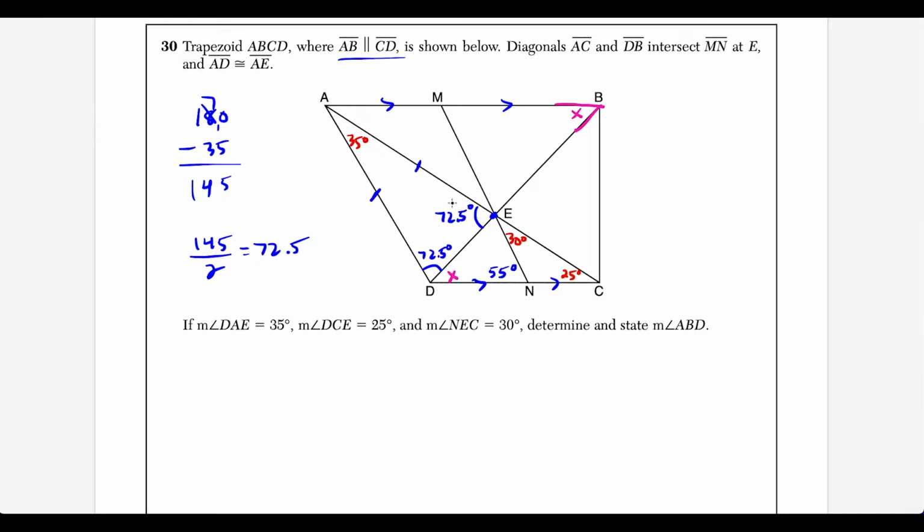So now we have this one labeled, and we could use that to find some of the other missing sides here. Well, what we know about vertical angles is that vertical angles formed by intersecting lines are congruent. So this angle over here is also going to be 30 degrees. So now we have 72.5 plus 30, and we're missing one angle to make this straight line here.